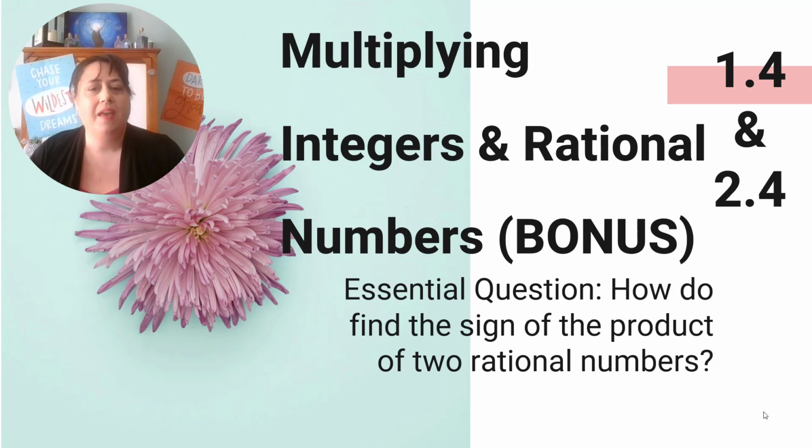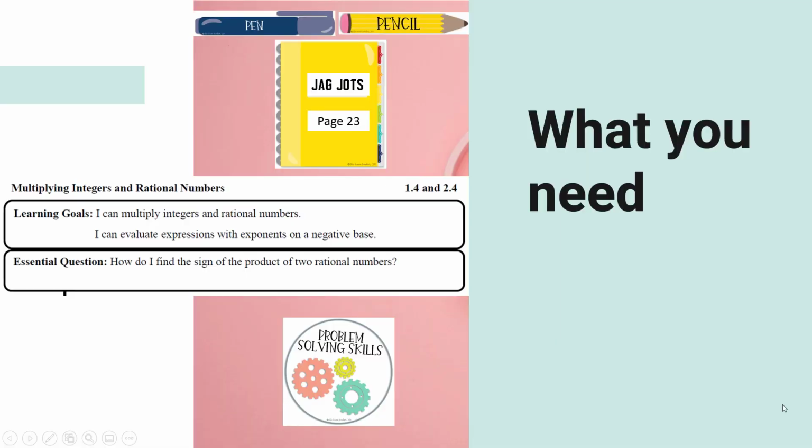So welcome. Our essential question today is, how do you find the sign of the product of two rational numbers? Today you're going to need something to write with, so either a pen or a pencil. Your Jaguar jots on page 23. It'll say 1.4 and 2.4 on the top along with your essential question. And your problem solving skills as always.